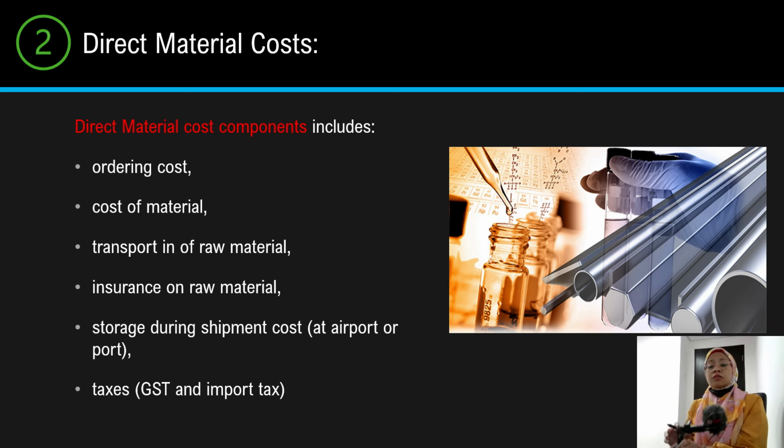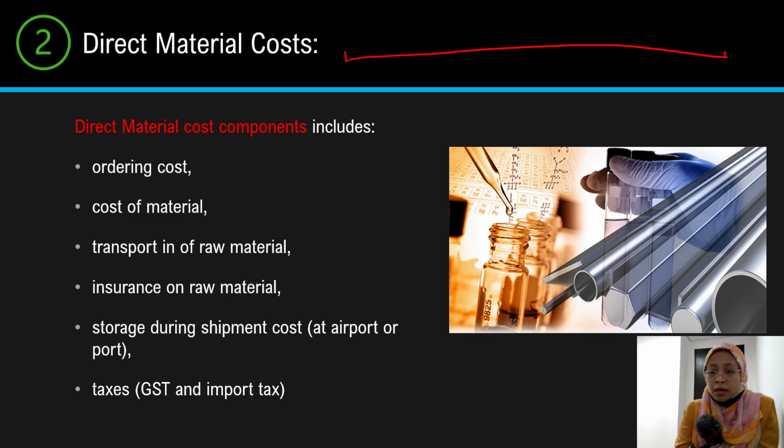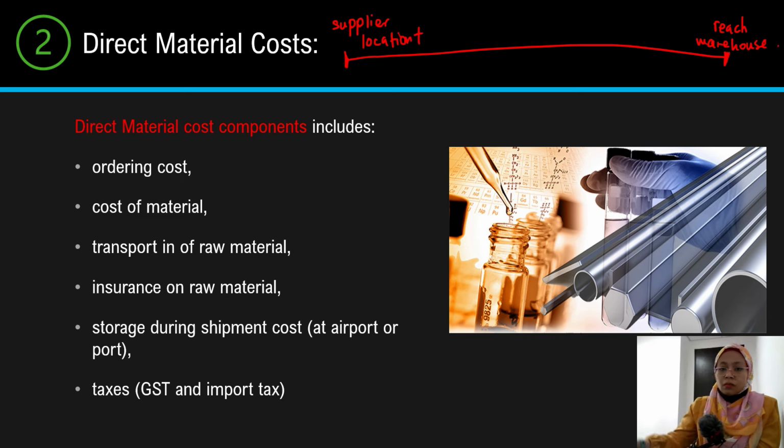Second part, it is a direct material cost. So basically, direct material cost involves any cost incurred in the middle of 2 points, from the supplier location until the goods reach our warehouse. So in the middle, there are several costs incurred.